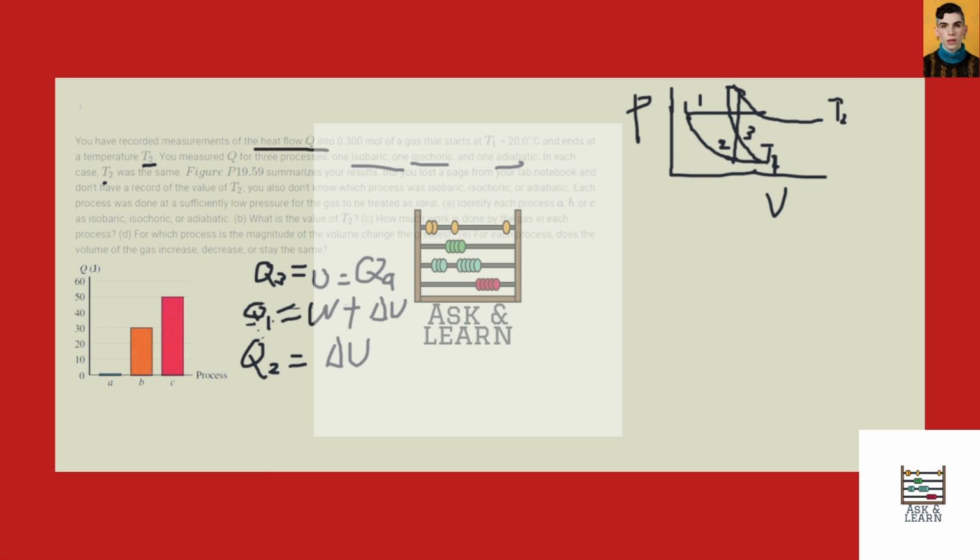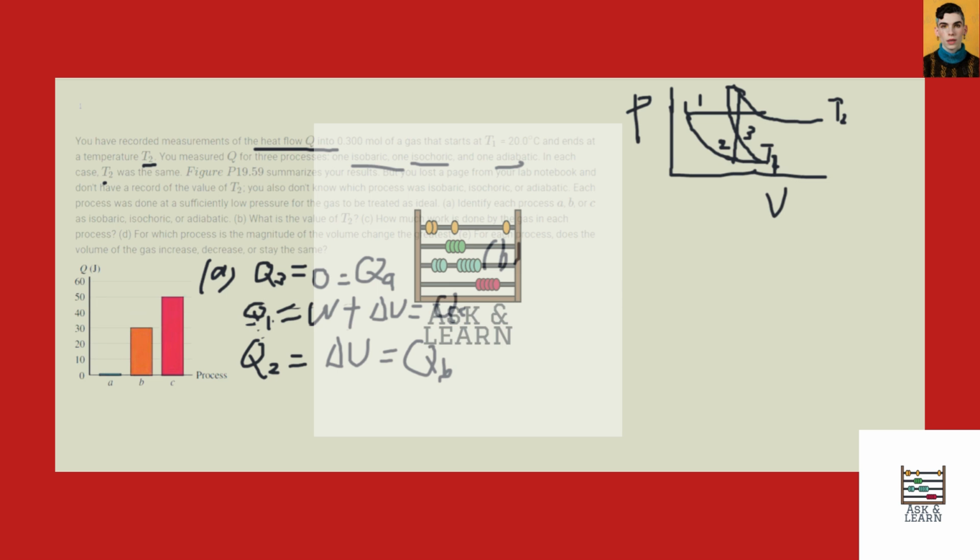As we can read from the problem, some heat flows into the gas. That means the internal energy should be positive, and in that case the volume of the gas also should increase. So Q1 should be the largest, and Q2 should be smaller than Q1. From this diagram, Q2 should be QB, and Q1, the largest, should be QC. So A is the adiabatic process, B is the isochoric process, and C is the isobaric process. So this is part A.